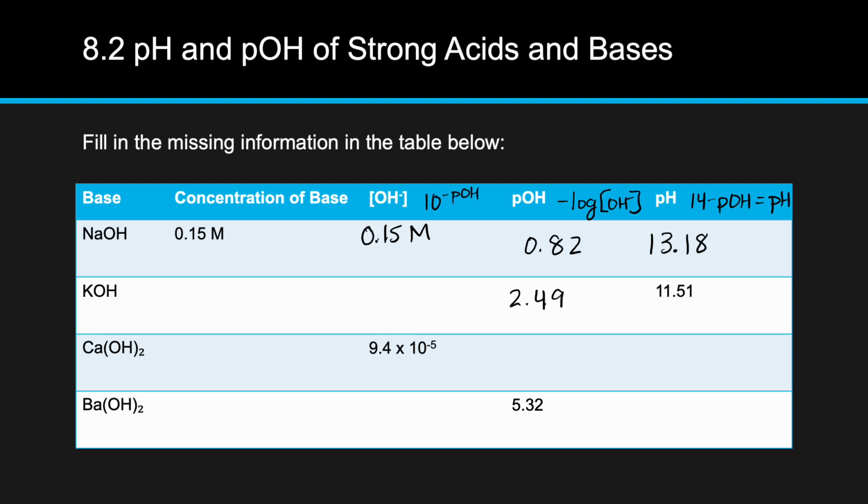So plugging that into our calculator, we're going to take 10 to the negative 2.49. And that's going to give us 0.0032, or 3.2 times 10 to the negative third. Same thing. And then because we have a strong base, our concentration of base at the beginning is going to be the same as our concentration of hydroxide at the end. So we're going to have the same number here.